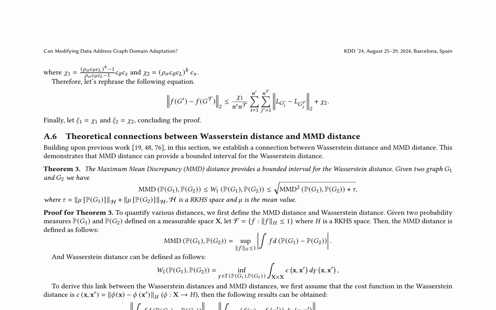The proof of Theorem 3 involves defining the MMD distance and Wasserstein distance and deriving a link between them. The MMD distance is defined as the supremum of the difference between the expected values of a function over two probability measures, while the Wasserstein distance is defined as the infimum of the expected value of the cost function over all possible couplings of the two measures. The authors then show that the MMD distance is bounded by the Wasserstein distance by assuming a specific cost function and using properties of reproducing kernel Hilbert spaces, RKHS.